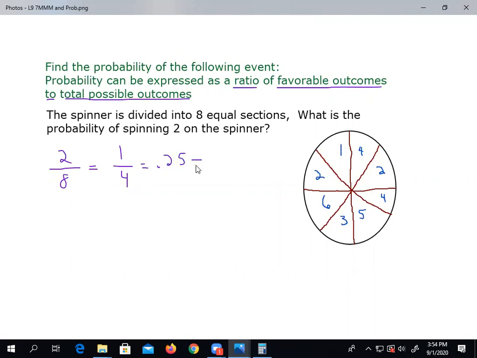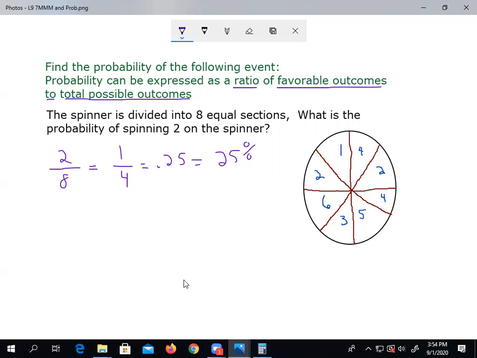And 0.25 could also be written as 25%. So there's 3 ways to express the probability. You could say there's a 1 in 4 chance of getting a 2. There's a 0.25 chance of getting a 2, or there's a 25% chance of spinning and getting a 2. So that would be your different outcomes there. So 1 to 4 would be the ratio form or fraction form, and then we have our decimal form, and then we have our percent form.